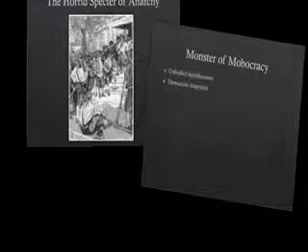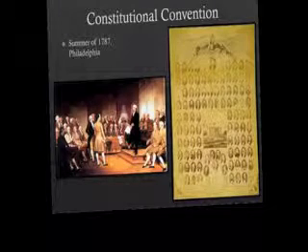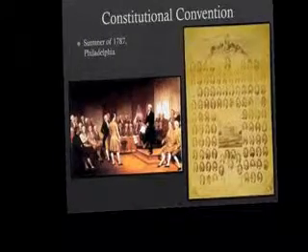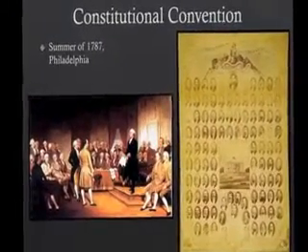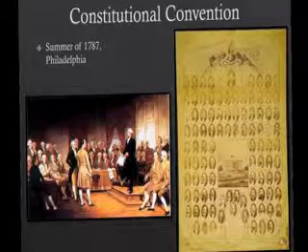This led to delegates gathering in Philadelphia and, kind of secretly at first, discussing the options of maybe disregarding or abolishing the Articles of Confederation and bringing in a constitutional government. So that leads us to the Constitutional Convention in Philadelphia, summer of 1787.